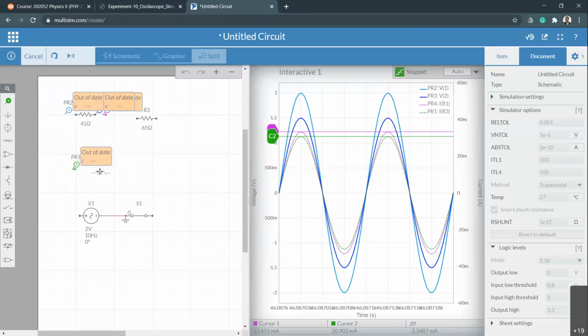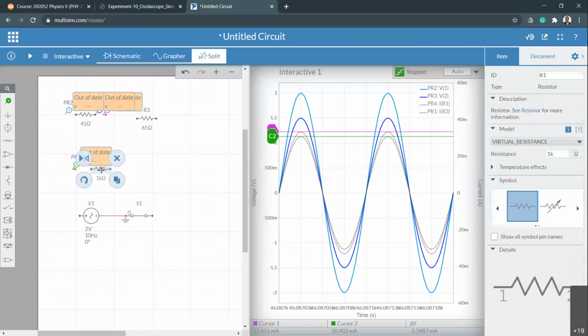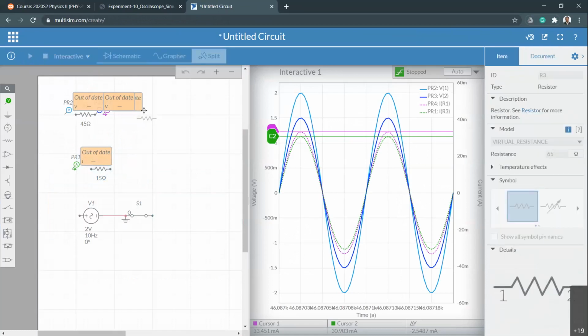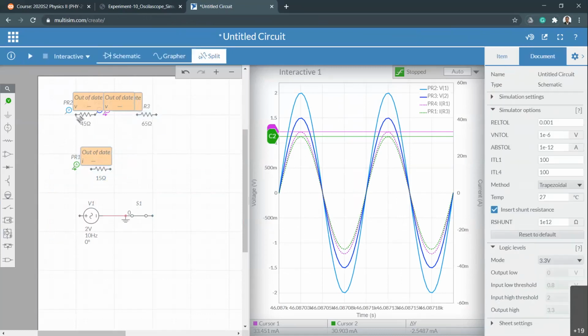It's the very same thing. There's no difference at all. I only have to change this value to 15 because that is R1. 15 ohms, 45, 65, all good. Then change this position and build the circuit. Now you know how to build the circuit. Just click on any endpoint, a circle appears, and click and drag until you reach the other end and connect it.